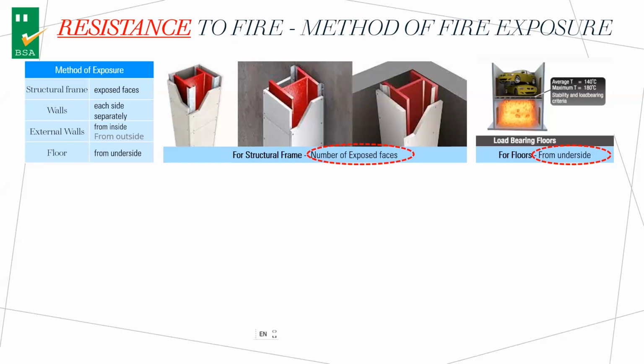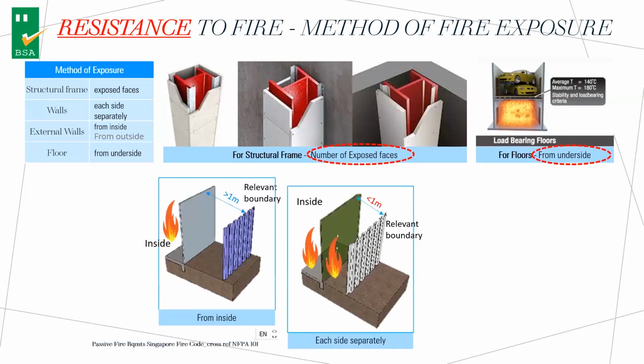A load-bearing floor, you should expect the fire from the underside. For an external wall that is very far away from the boundary, you need to make sure the fire from inside of the building doesn't spread to the outside. But if the external wall is very close to the boundary line, you need to prove that whether the fire comes from the inside or from the outside, this wall must be able to resist the fire.